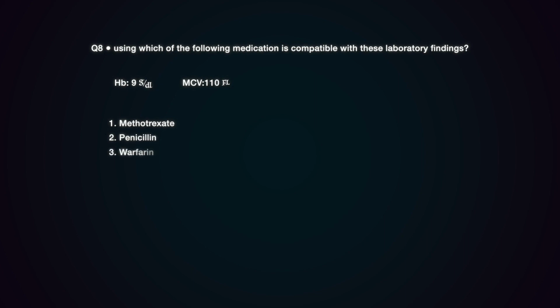Question 8. Using which of the following medications is compatible with these laboratory findings? Hemoglobin of 9 and MCV of 110. 1. Methotrexate, 2. Penicillin, 3. Warfarin, 4. Levothyroxine. In this question, what we see is a low hemoglobin and a high MCV. In fact, here we have macrocytic anemia.